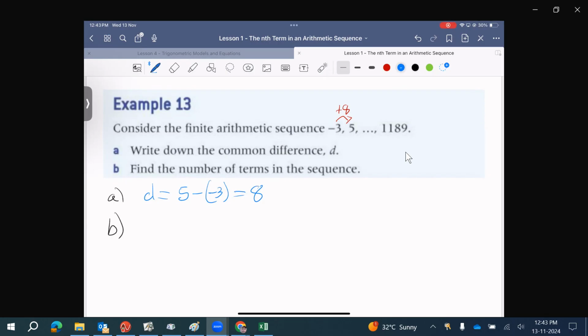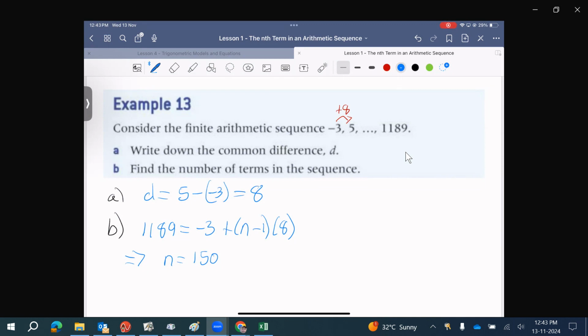How many terms in the sequence? How do we calculate it? So 1189 is equal to negative 3 plus n minus 1 times 8. How much? 150. So why is that how many terms there are in the sequence? Because you're solving for n, which is normal.